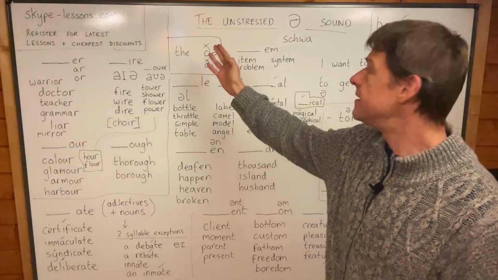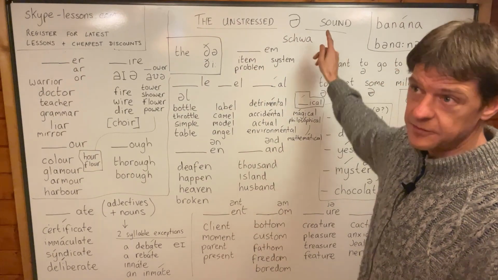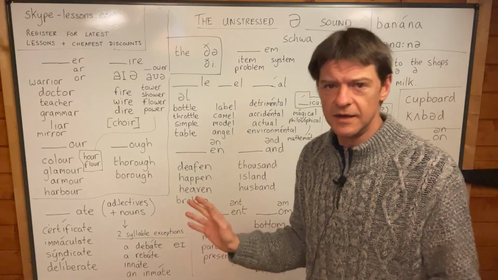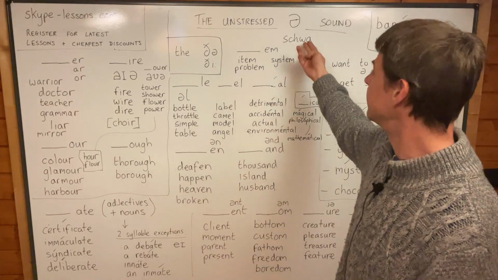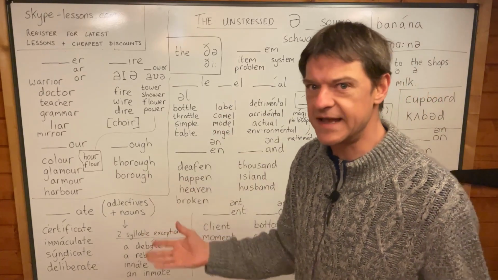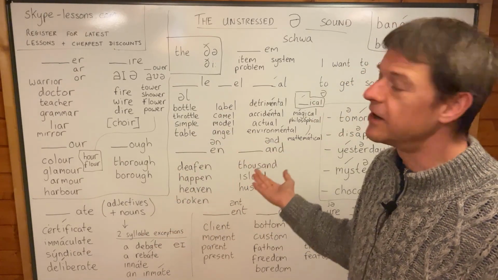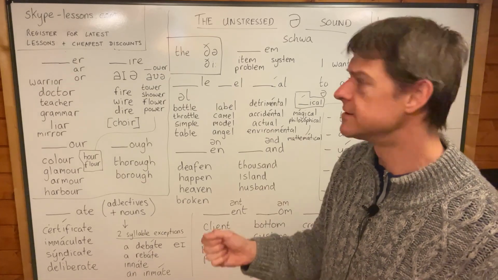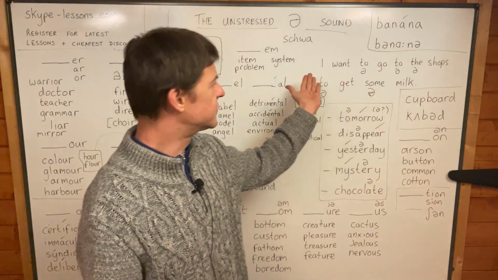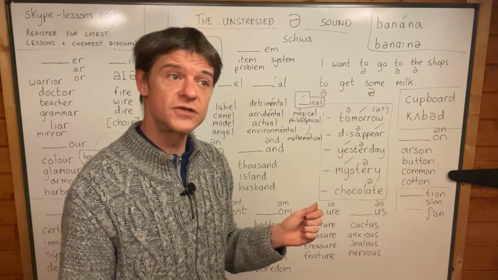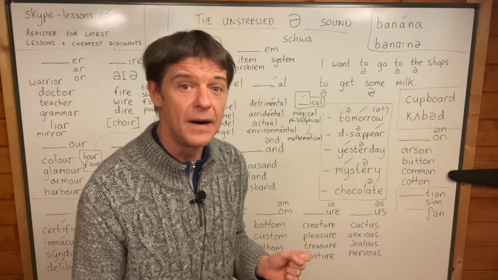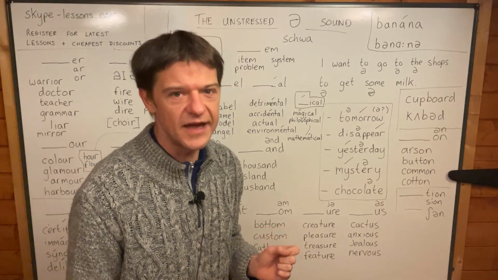We're going to look at the unstressed schwa sound today, which is a very important sound. You couldn't possibly do a pronunciation course without mentioning this sound, and I have read that it's the most common sound in the English language, and I'm not an expert, but that sounds absolutely correct to me in every way, and that's because when we say sentences like "I want to go to the shops to get some milk," we rarely say it like that.